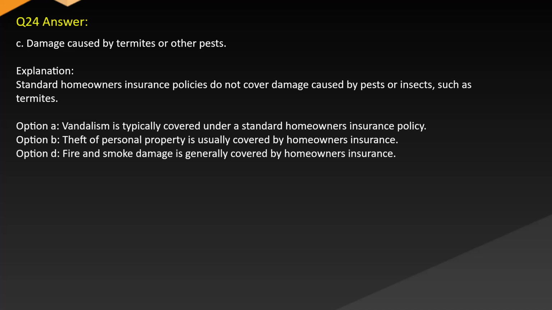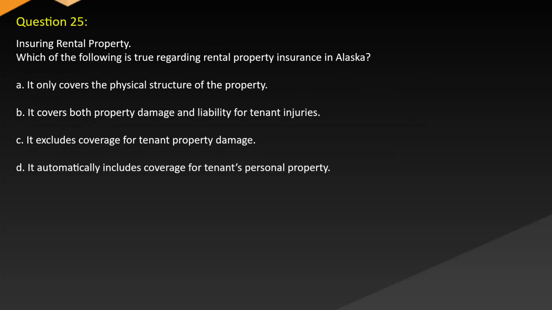Option A. Vandalism is typically covered under a standard homeowners insurance policy. Option B. Theft of personal property is usually covered by homeowners insurance. Option D. Fire and smoke damage is generally covered by homeowners insurance. Question 25. Insuring rental property. Which of the following is true regarding rental property insurance in Alaska? A. It only covers the physical structure of the property. B. It covers both property damage and liability for tenant injuries. C. It excludes coverage for tenant property damage. D. It automatically includes coverage for tenant's personal property.